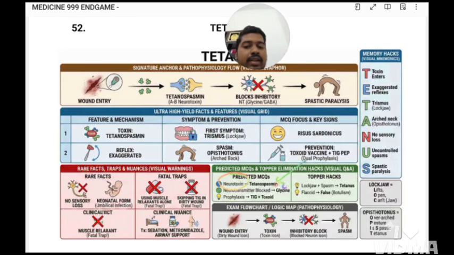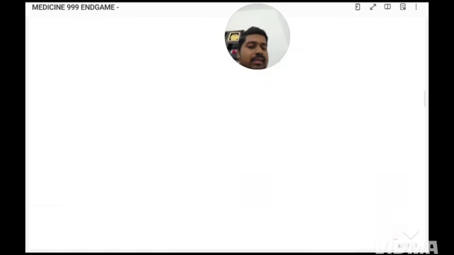So which is the neurotoxin? Tetanospasmin. Which neurotransmitters are blocked? Glycine and GABA. Prophylaxis is via TIG and tetanus toxoid. The first symptom is lockjaw, and flaccid paralysis doesn't occur, it is spastic paralysis. Flaccid paralysis occurs in botulism. So I have covered everything.